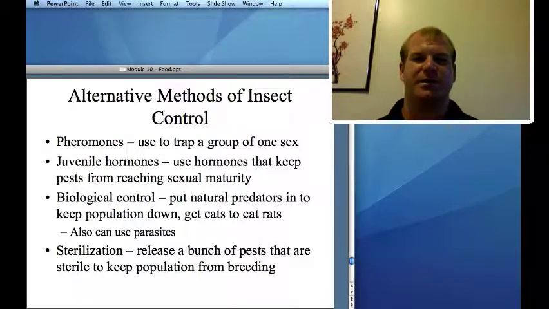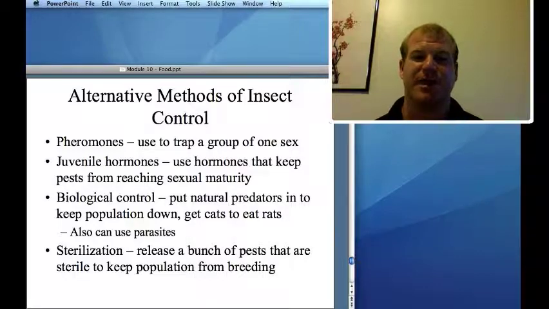There are other ways to control insects. One is using a pheromone. Female insects release pheromones when they want to have sex, and the males will pick up the pheromones. If you place the pheromones, males will crawl into traps, and they will find they're around a bunch of males and there are no females, but you've trapped them and you've kept them from continuing their species. Also, juvenile hormones keep insects from reaching sexual maturity. So it's like giving them birth control pills, kind of, sort of.